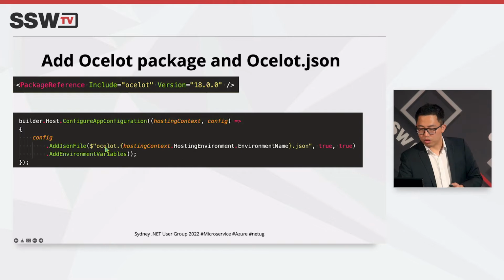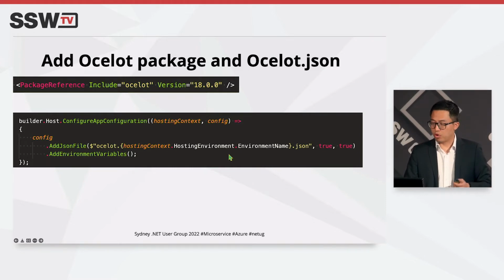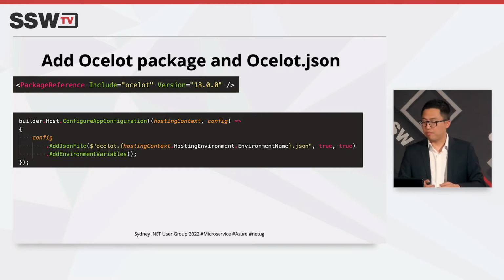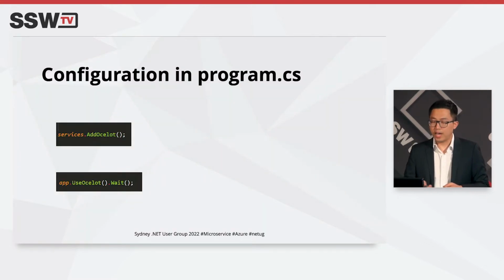And we can see we just need to add Ocelot's definition file, which is essentially a JSON file for different environments. So then you can programmatically load your Ocelot definition for different hosting environments. And in Program.cs, and in .NET 6 we only have Program.cs, whereas in the previous version we have Startup.cs. But basically, in your configuration, we add Ocelot, and then we want to use Ocelot.